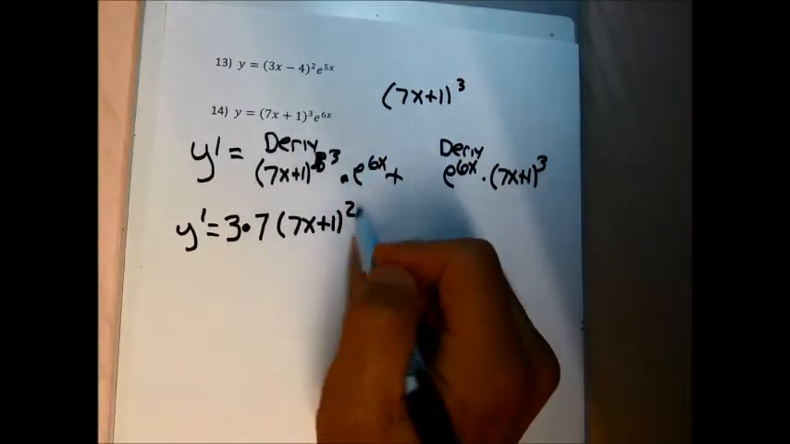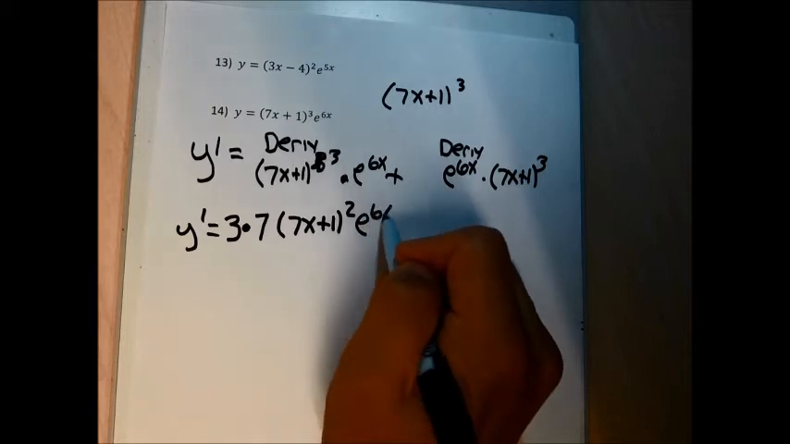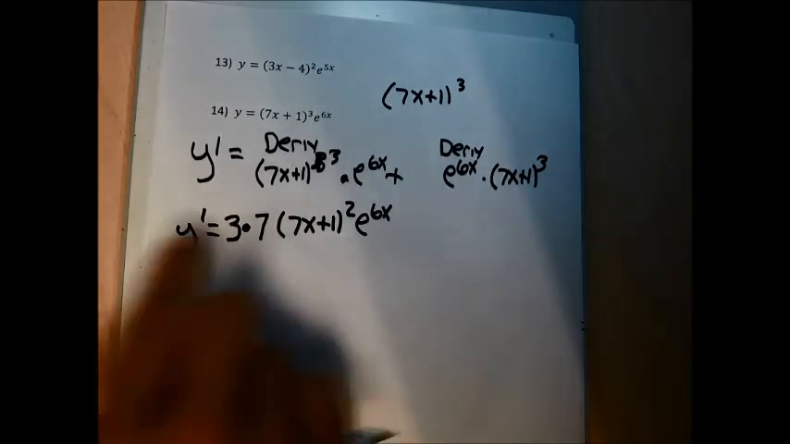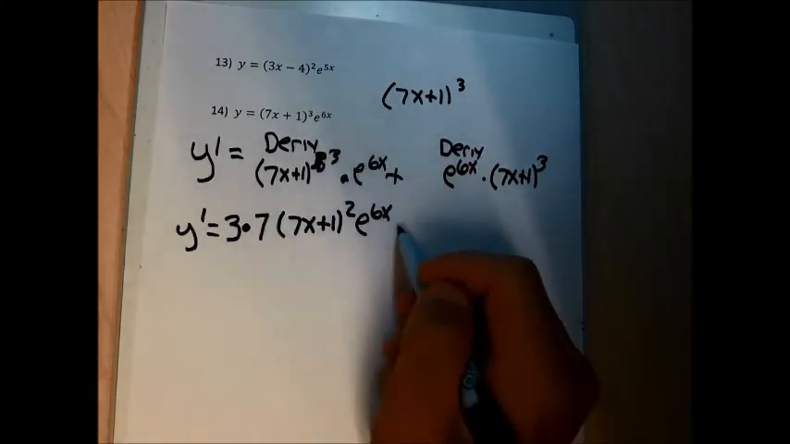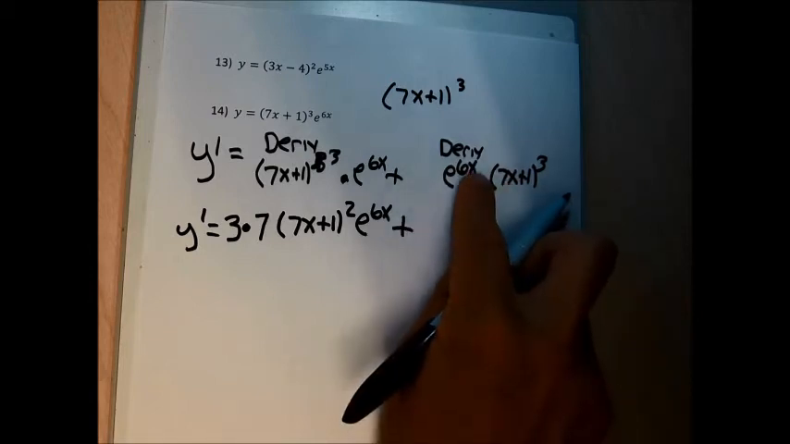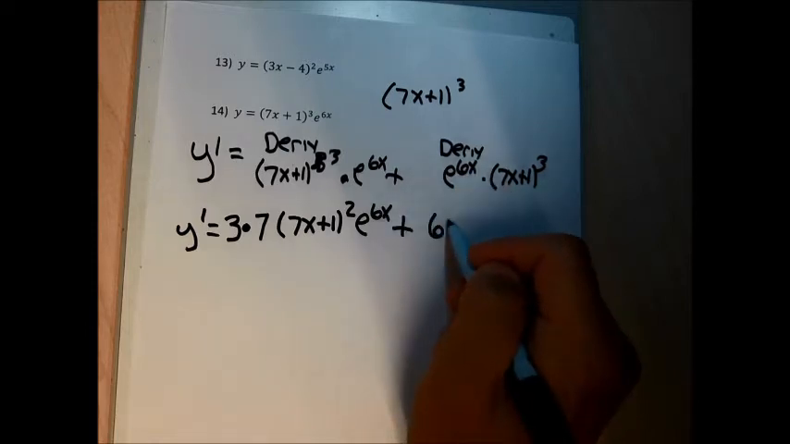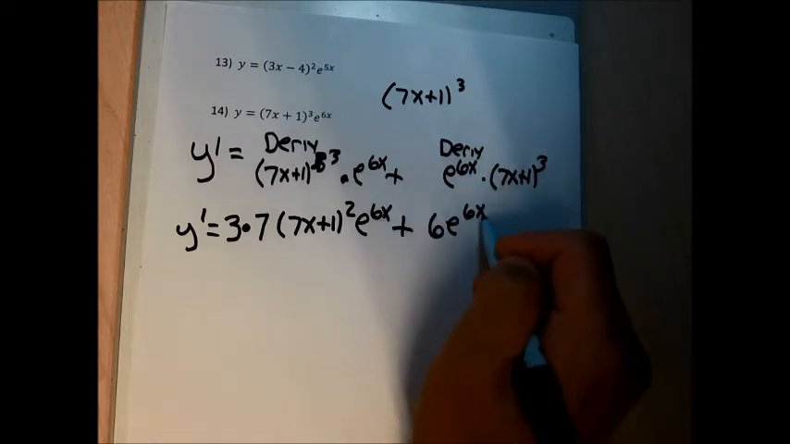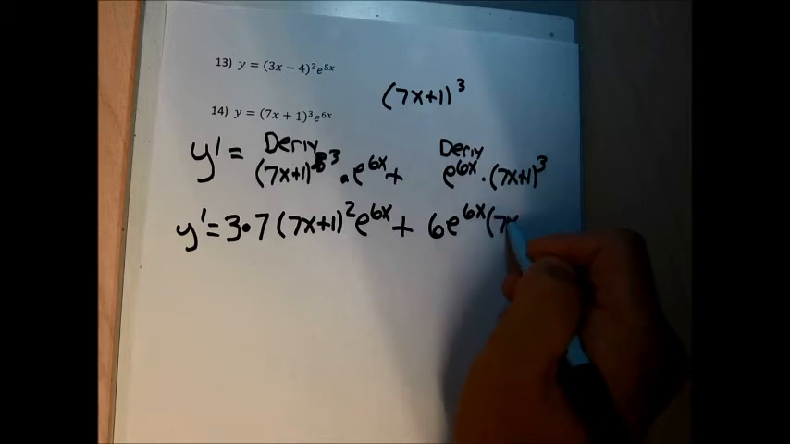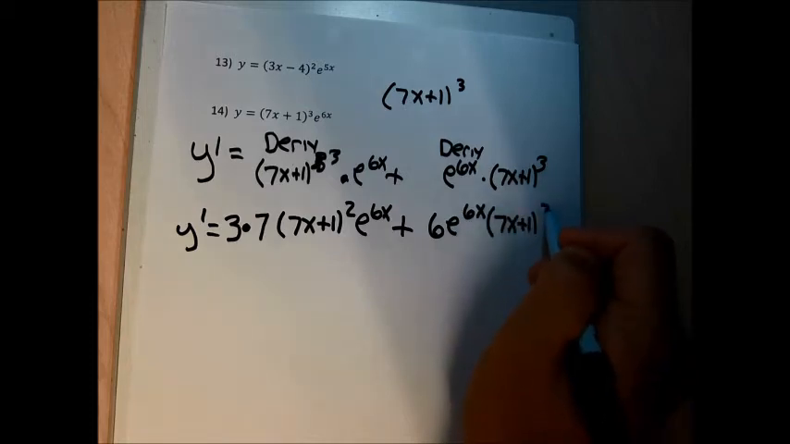And I'm going to bring down this e to the 6x. Eventually, I'm going to multiply this 3 and 7, I think. For the next piece, the derivative of e to the 6x, I take the derivative of the exponent. The derivative of 6x is 6. I multiply that by the e to the 6x, and then I have the 7x plus 1 cubed.